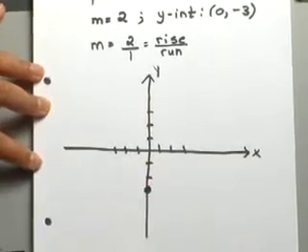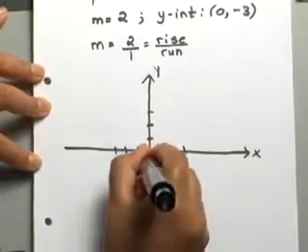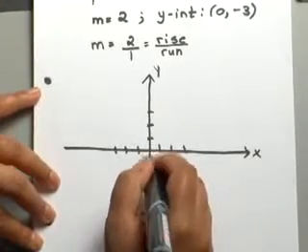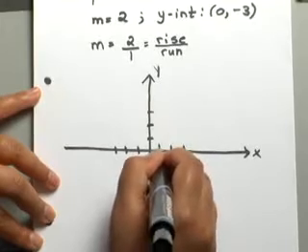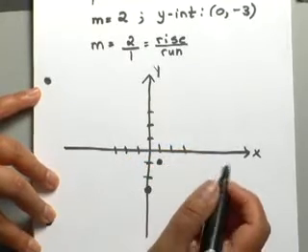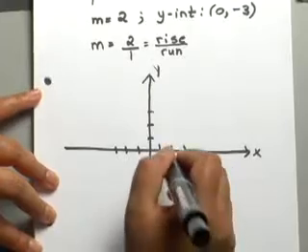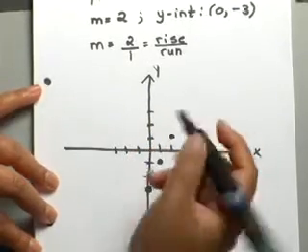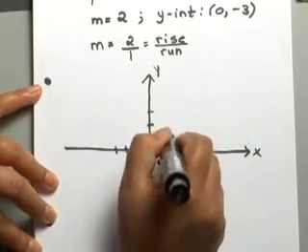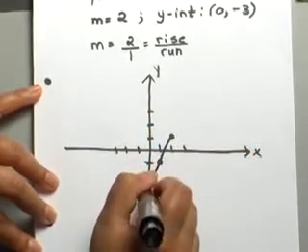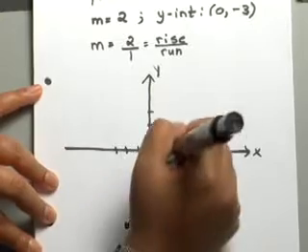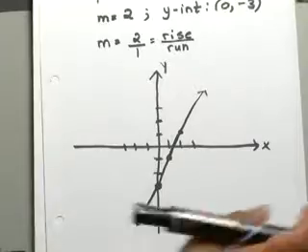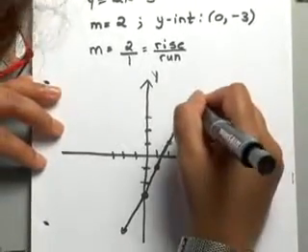Then you will use your slope to plot 2 more points. Your slope is 2 over 1, so that is go up 2, go over 1. That's my second point. And we'll do it once more. Go up 2 units, go over 1 unit, and that's your third point. It's always better to have 3 points so you know that your line is going to be perfectly straight. Go ahead and join those 3 points, and it should look like a fairly straight line.